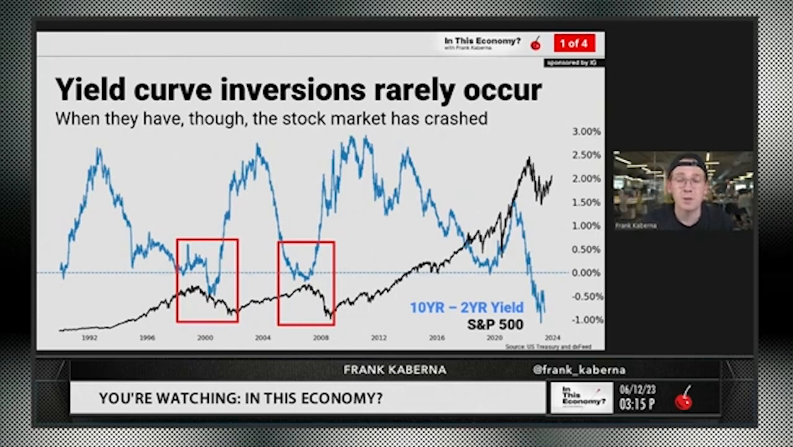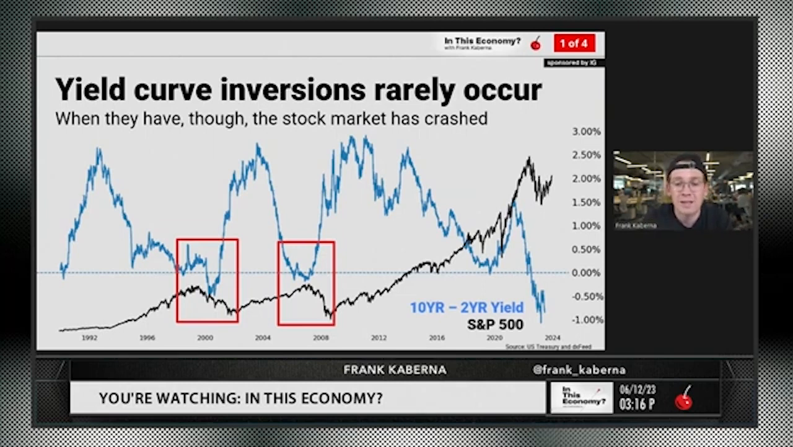Well, the difference between 10-year interest rates and 2-year interest rates is negative, thereby showing that short-term interest rates are higher than long-term interest rates. Why am I looking at the 10-year and 2-year? Well, those are kind of benchmarks for long-term interest rates with the 10-year and short-term interest rates with the 2-year.